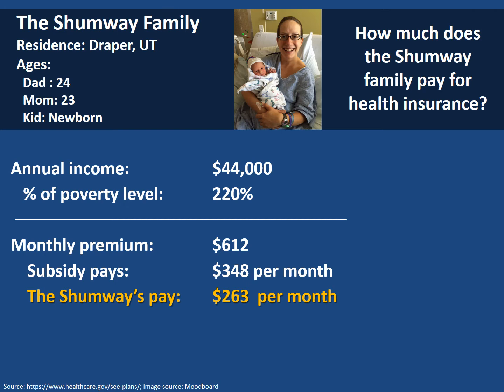So a family of 3 making $44,000 a year, they're also in between those goalposts back on that chart. They're at 220% poverty level, so a little bit higher on the income scale. If they were to buy health insurance for the 2 parents and the child, in this case the child does not qualify for Medicaid or CHIP, the plan per month would cost them $612. But with the help of the Affordable Care Act, it would be $348 subsidy per month, and the Shumways would only pay $263 per month for their health insurance.